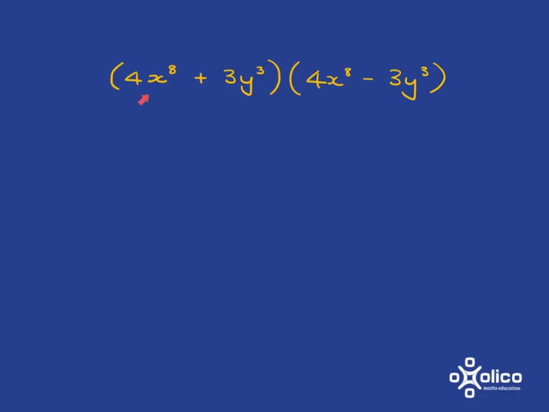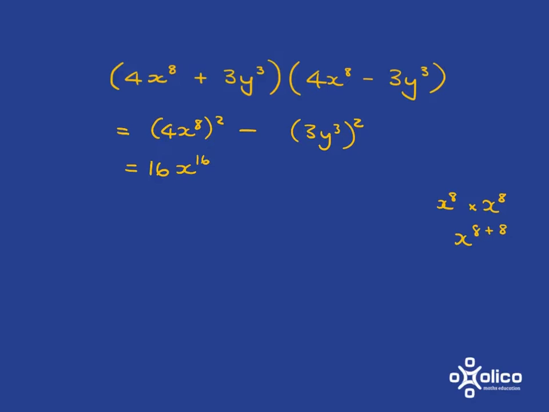We recognize immediately we've got the plus, the minus, and everything else is the same. So we know we're going to be in a situation where our answer is going to be 4x to the 8 squared minus 3y cubed squared. Now let's watch what happens when we square. When we square, we've got 4 times 4, which is 16. And then we've got x to the 8 multiplied by x to the 8. And so we're going to get x to the 8 plus 8, right? So we're going to get x to the 16.